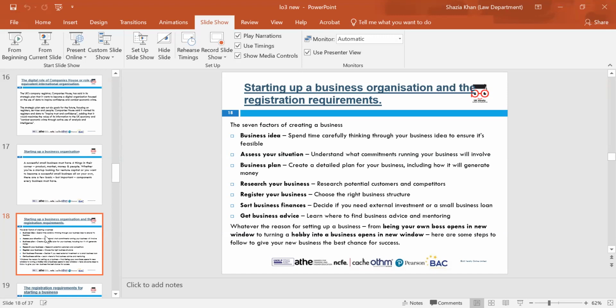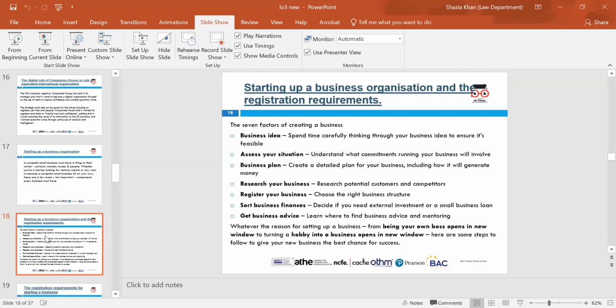Research. Why is research so important? To know the market firstly, and therefore to check whether the service you are providing is viable as well, to identify if there's a need for the product you're introducing. Research your business, research potential customers, research potential competitors, register your business, so choose the right business structure.